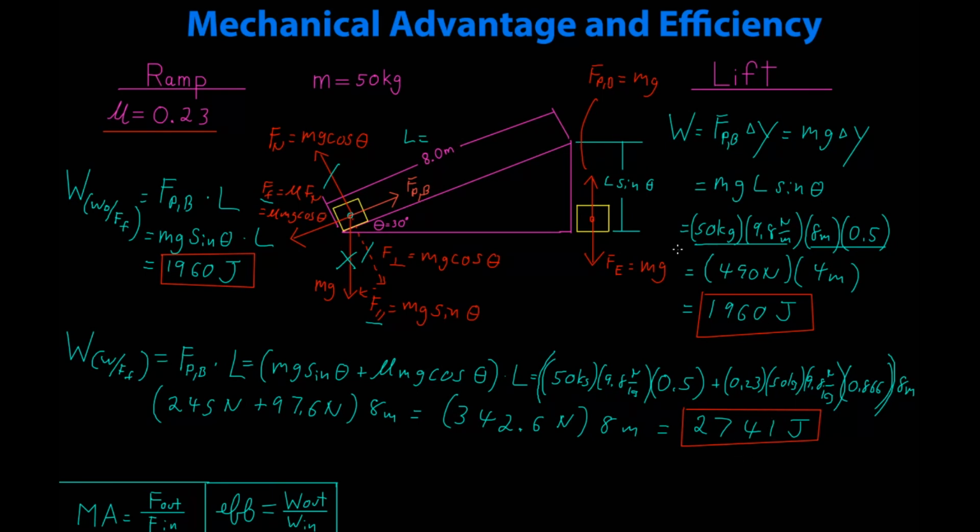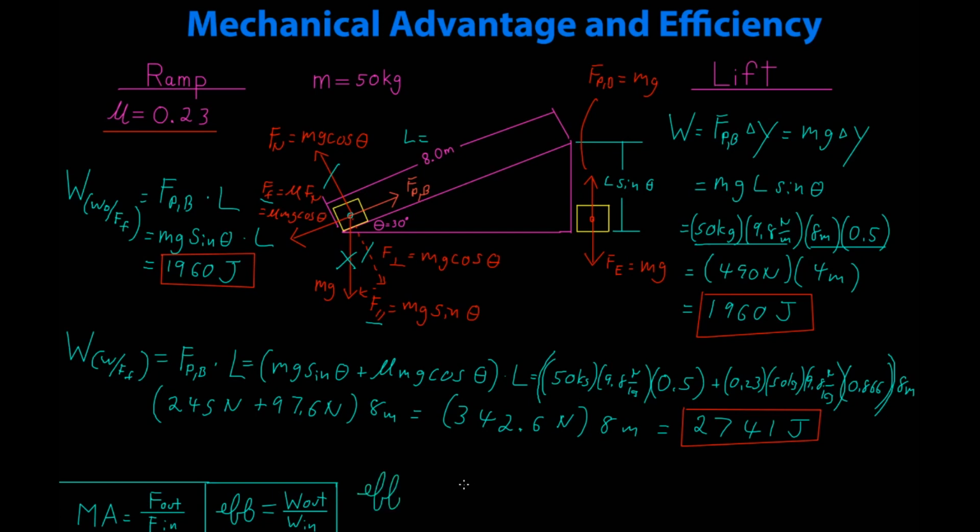So if you lift the box straight up into the air, you are doing less work than if you use the ramp. Now, the big question is, why would you then use the ramp? Even with this friction, the ramp is still an advantage. And the question is why?